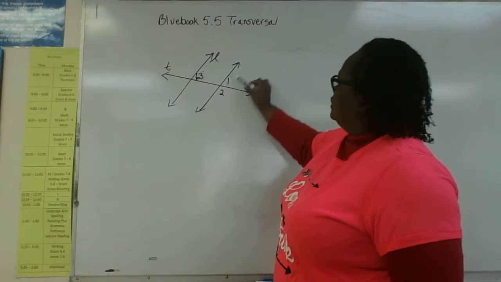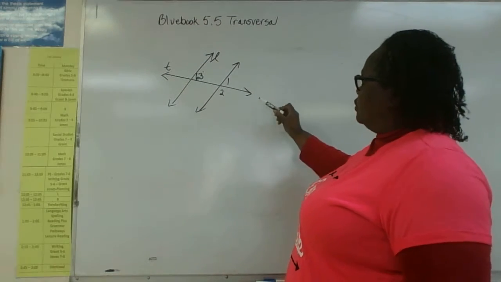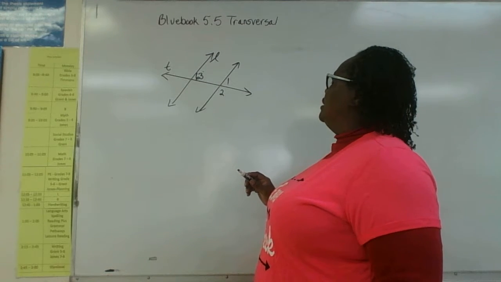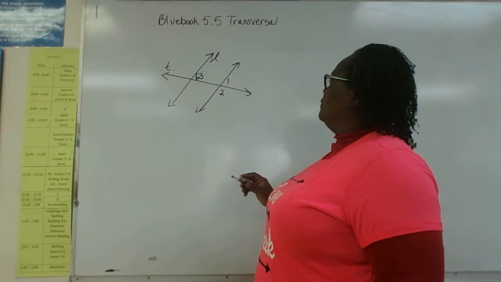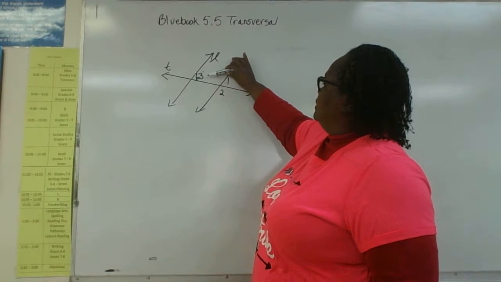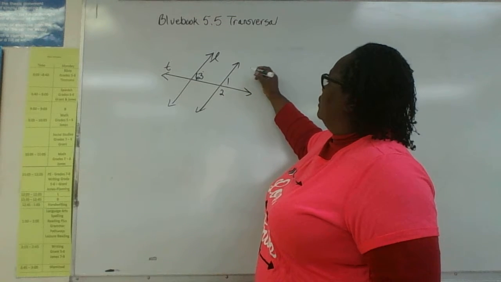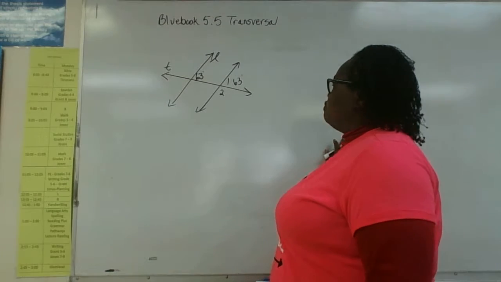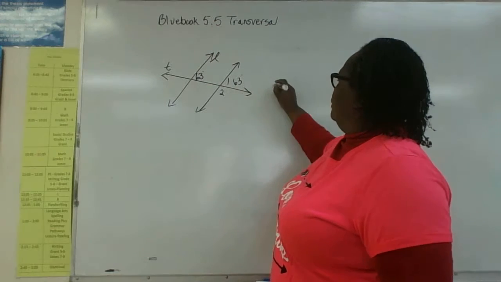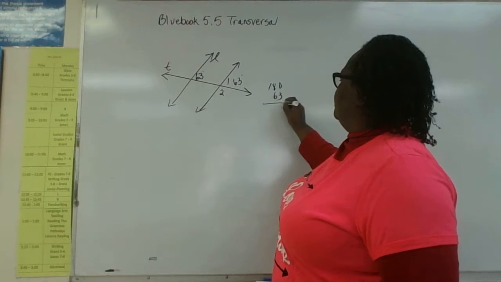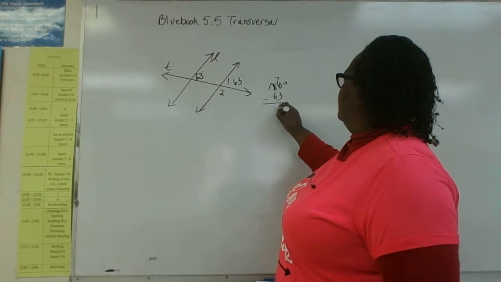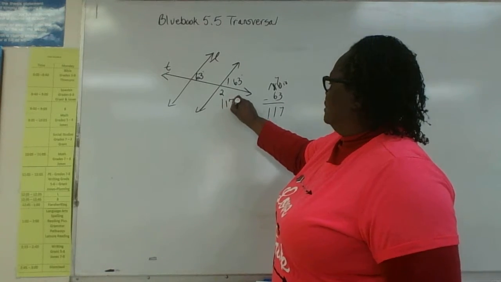If this is parallel and this is transversal, then our corresponding angles will be as such. 63 will be corresponding with 1. So 1 would be 63. And if 1 is 63, then this together is 180. So 180 minus 63 will give us 117. So this will be 117.